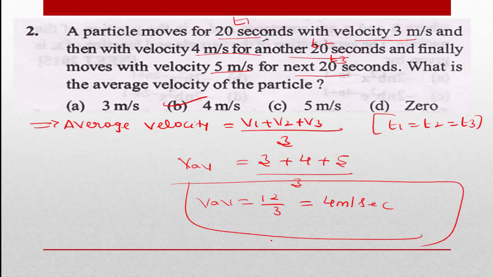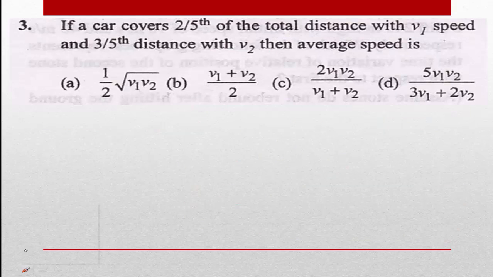Okay, now we will move to the next question, question number 3. This is a different problem, based on average speed. If a car moves 2/5 of the total distance with the speed v1 and 3/5 of the distance with the speed v2, then the average speed is.